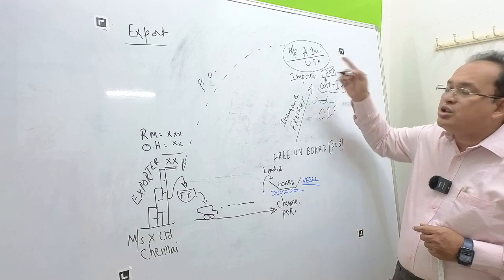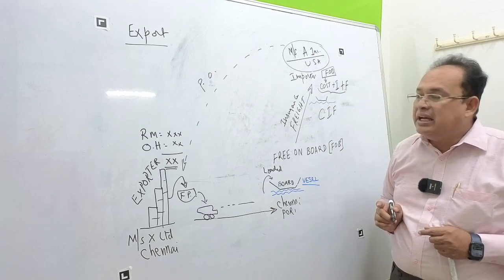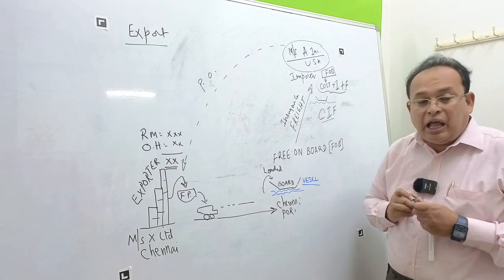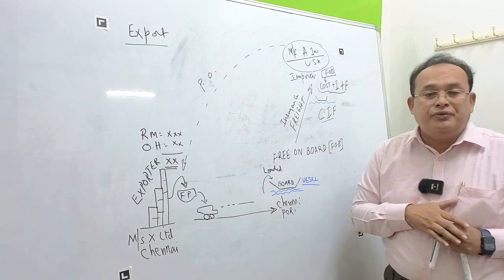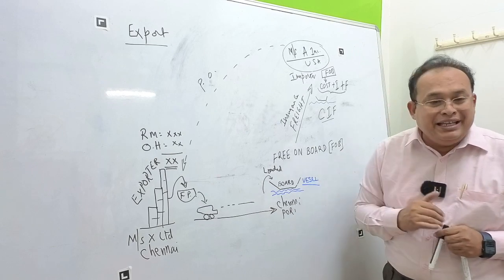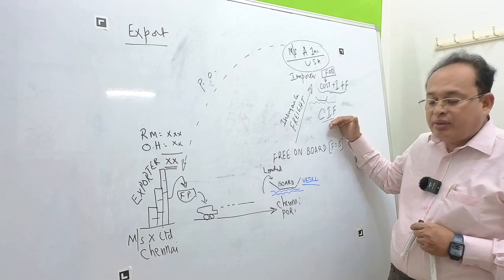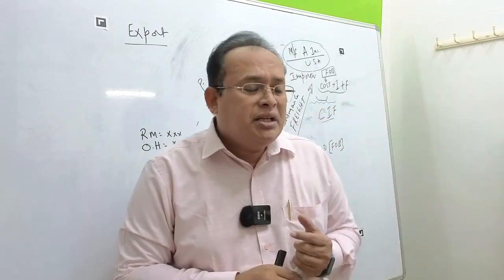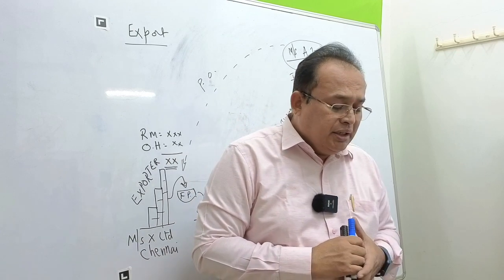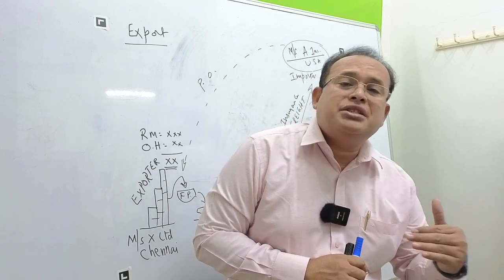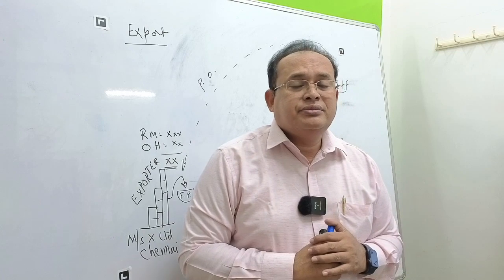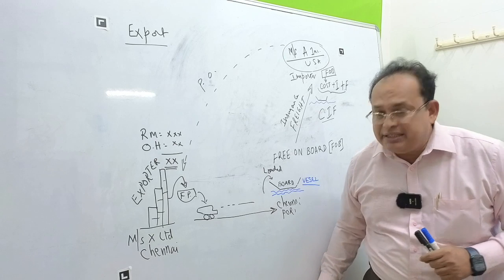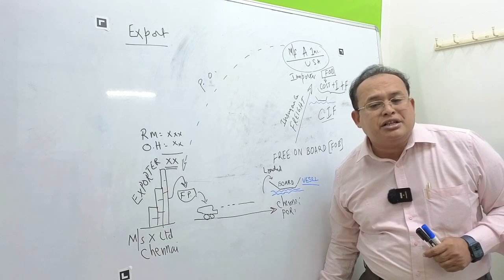When the goods reach the importer's port, then it is called the CIF value. Now I have explained to you the meanings of FOB and CIF. Now come back. I want to address here the term departure manifest. Look here, there is a term called departure manifest.